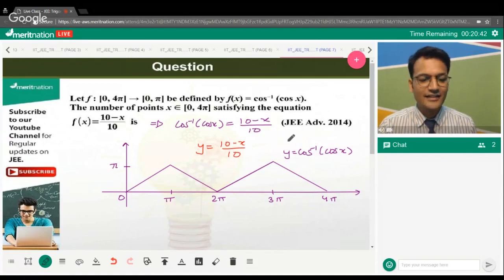Adarsh, I understand. But this is something which you can remember as of now, cos inverse cos x. This is what the graph is. I hope you know about solving equations. You can solve the equations if the intersection of the graphs of these two functions, the left hand side and the right hand side function, will give me the solution.